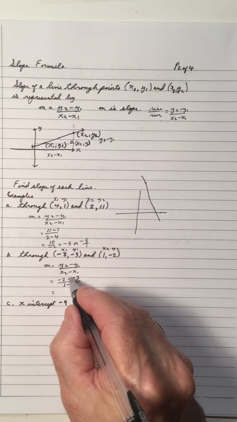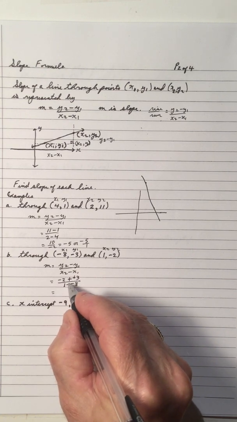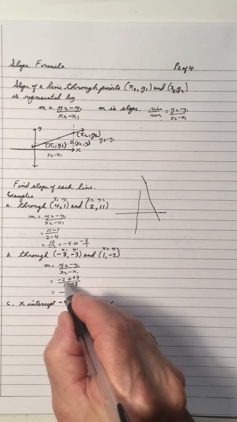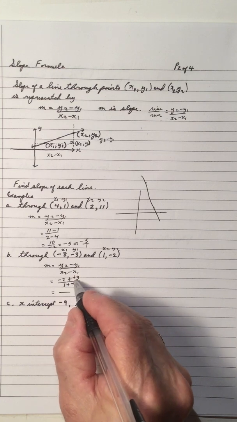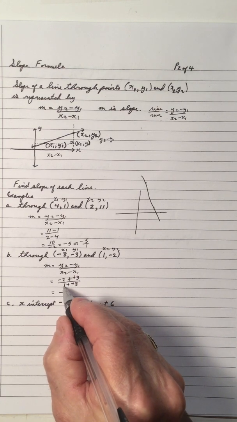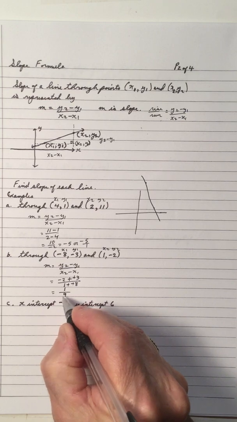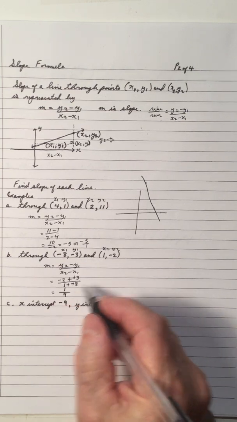Notice we have double negatives, so we make them positive. Double negatives, we make them positive. So that becomes negative 2 plus 3 is 1. And 1 plus 8 is 9. So the slope of this line is 1/9.